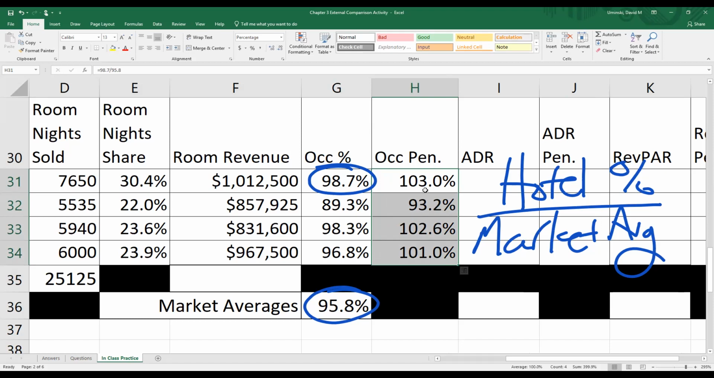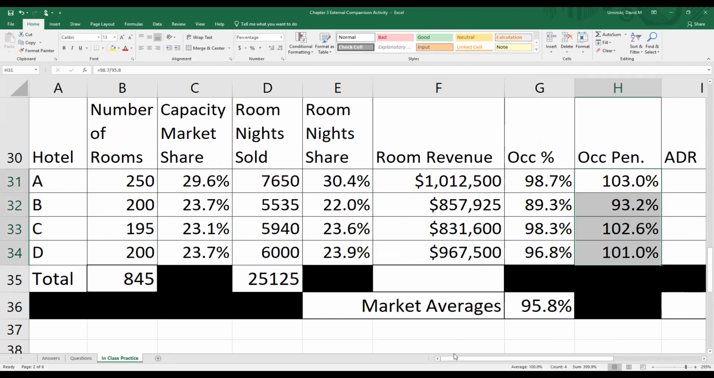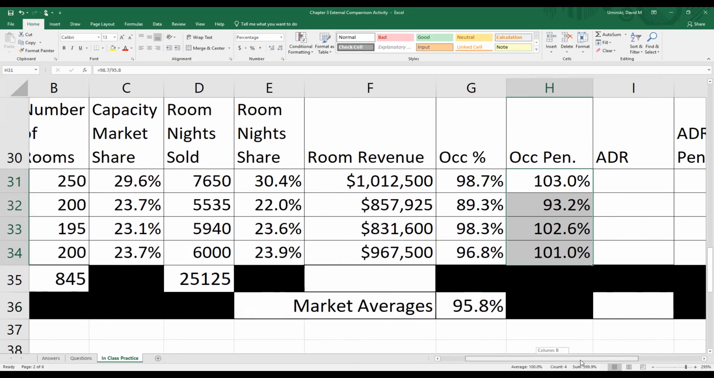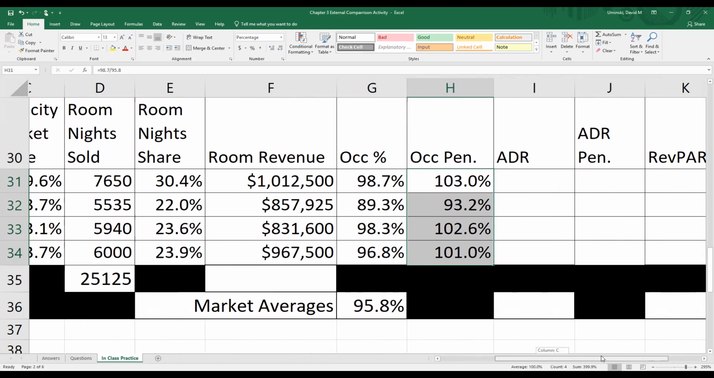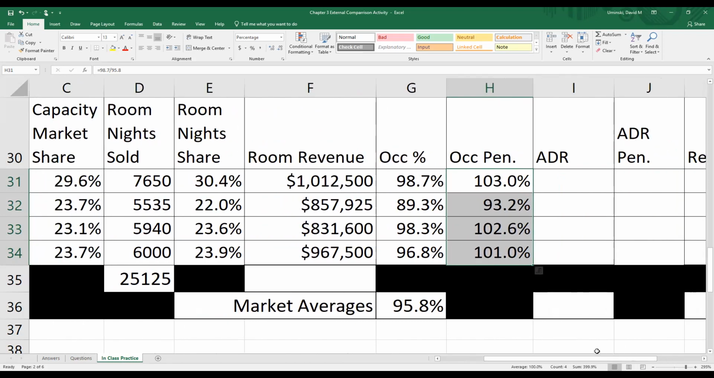Now with occupancy percentage, this kind of mirrors our market share. Of course, A had the best occupancy percentage. It had the most market share. Followed by Hotel C, D, and then B. That deals with how full our hotels were. Let's look at ADR. Are we good with occupancy?